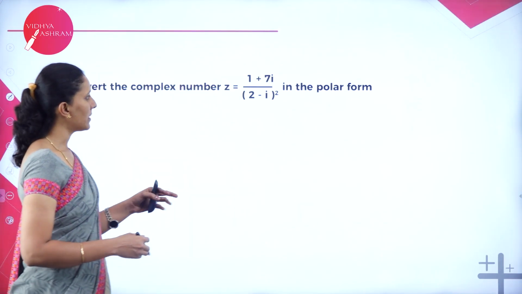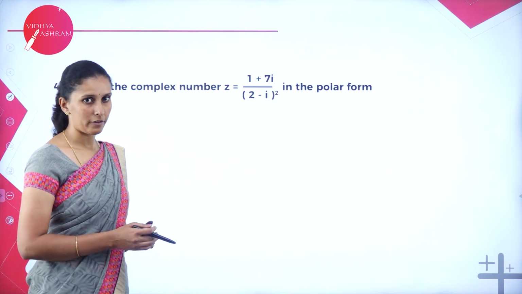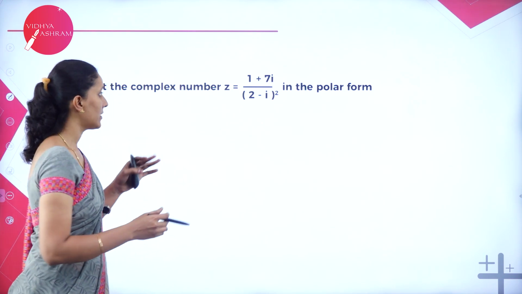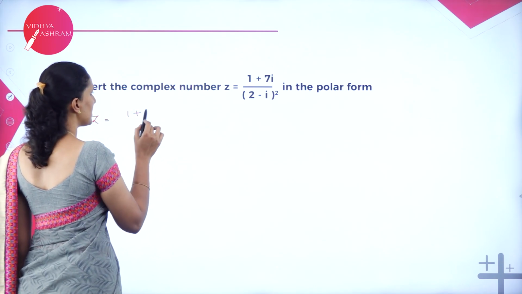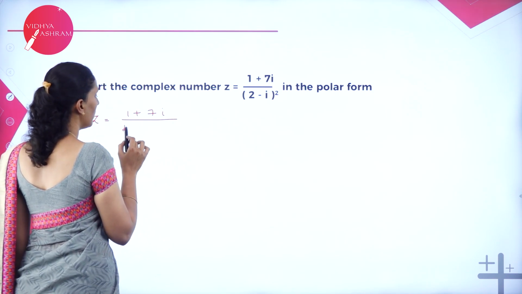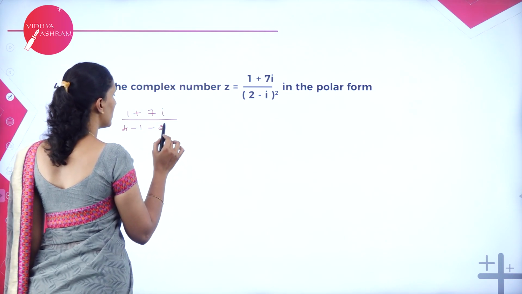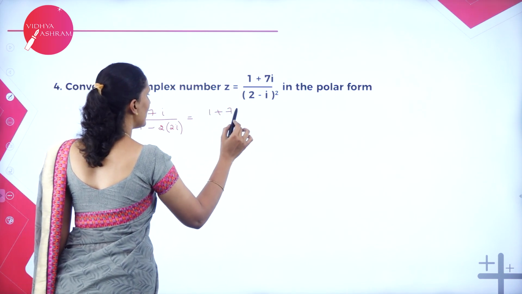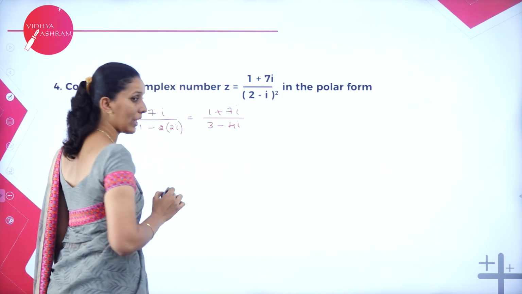Convert the complex number z = (1 + 7i)/(2 − i)² into polar form. So here we have the denominator (2 − i)². Let us expand it. Then z becomes (1 + 7i) divided by 2² is 4, plus i² is minus 1, and next we get minus 2 into 2i. So therefore we get (1 + 7i)/(3 − 4i).